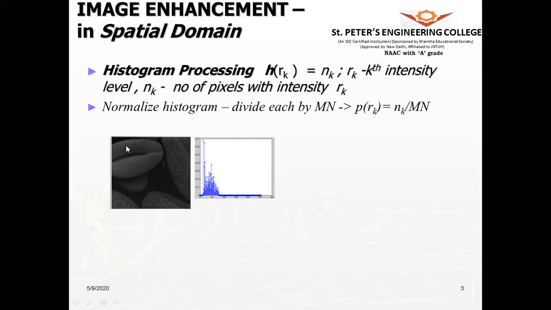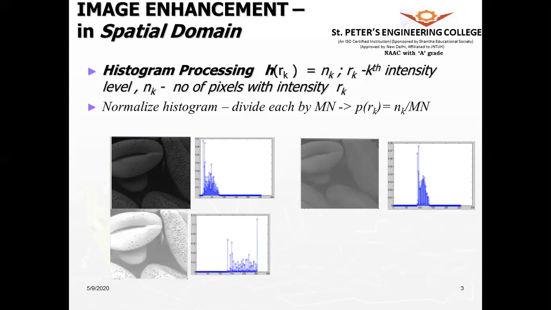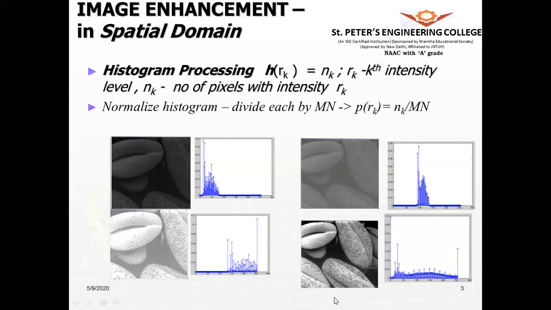So if you take the image, this is a dark image. You plot the intensity, the number of pixels having the different intensities, and you will get a graph like this. Second, this is the image made a little bright, and this is the lighter version of this, and this is when the intensity is proper. So this is the proper one.